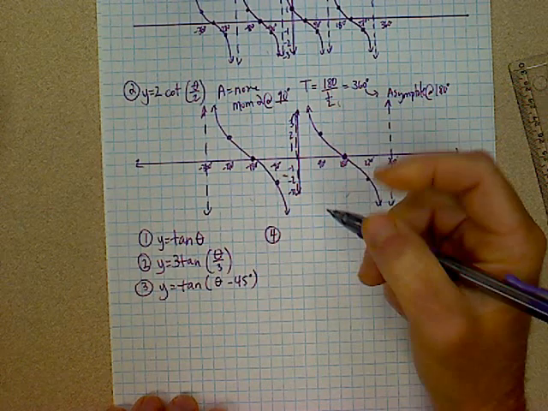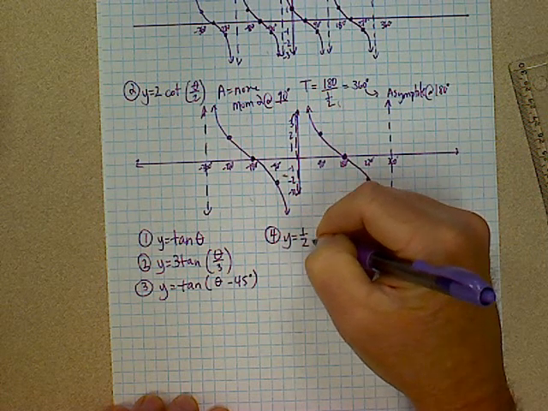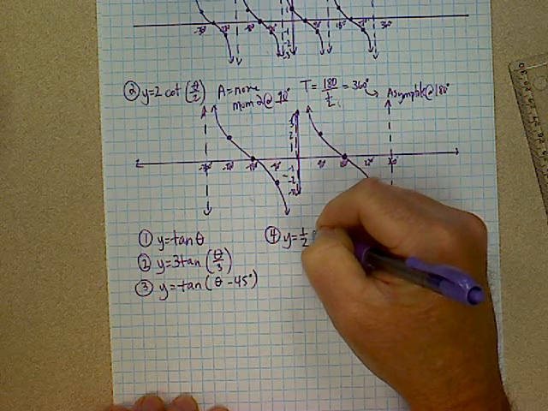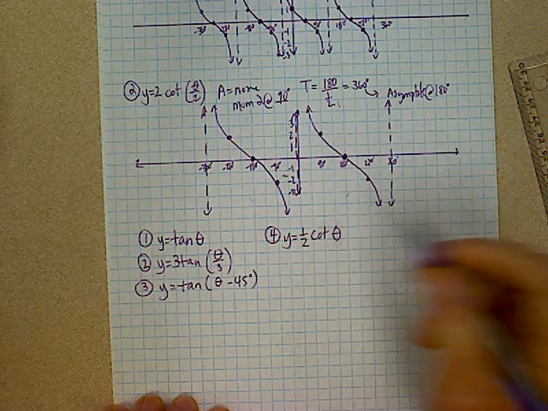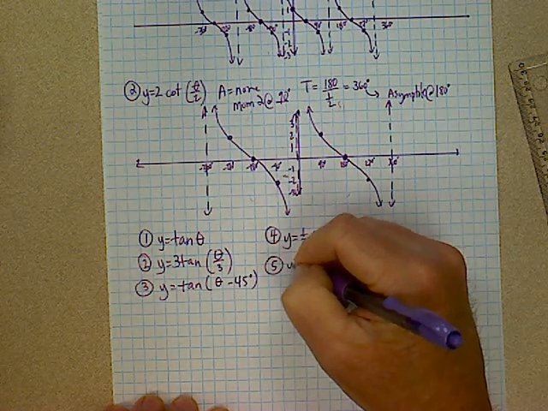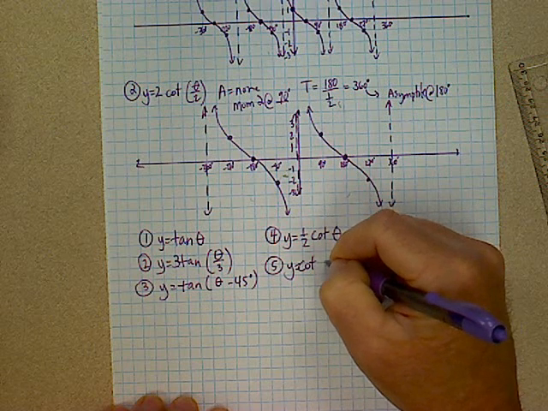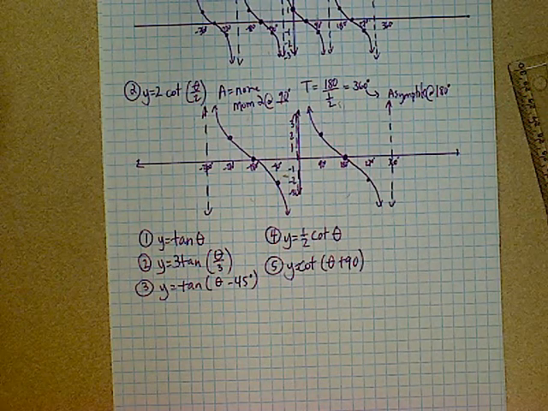Fourth one, I got to give you a few more of these tangent ones, unfortunately. These are the ones that take a little bit more work, a little bit more thought, and they're just not as natural as some of the other ones to you. So the fourth one is y equals 1/2 cotangent theta, and the fifth and last one is y equals cotangent of theta plus 90. All right?